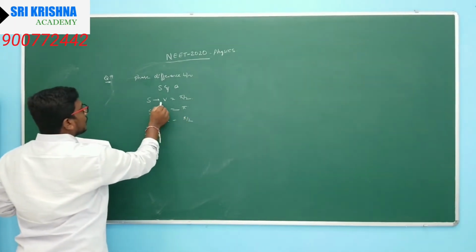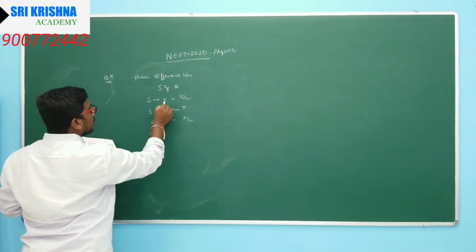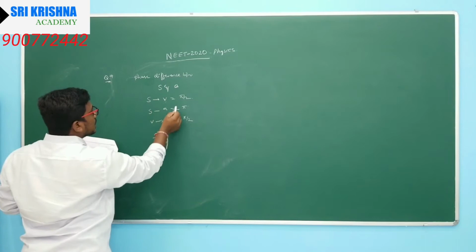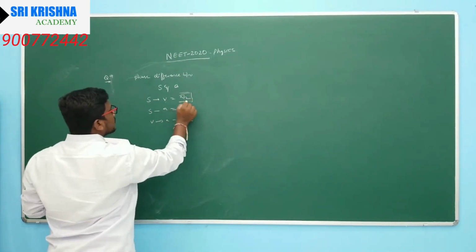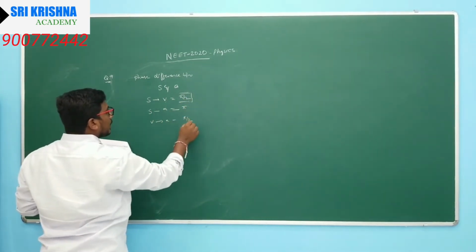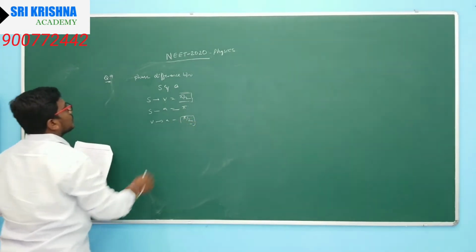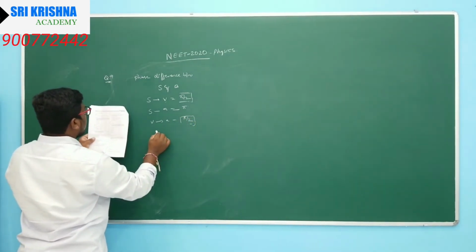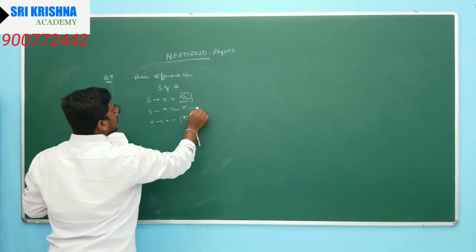Because when you differentiate S, we will get V. When you differentiate V, we will get A. So from sin to cos, cos to sin, we get the phase difference of pi by 2, pi by 2 again. So it is a direct concept based question. The phase difference is pi radians. This is the answer.